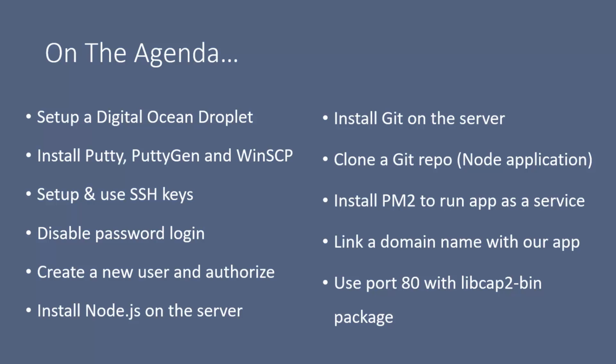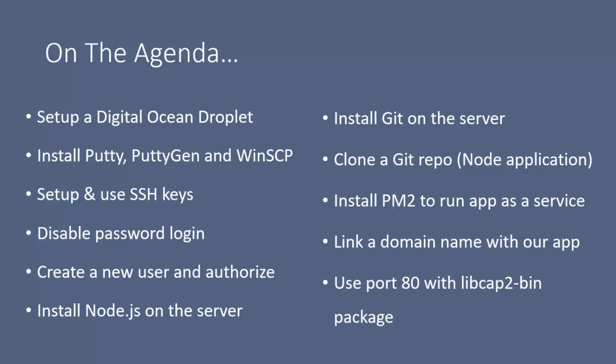So we're going to be using Windows, so we're going to need a way to connect to our server. We're going to be using a tool called Putty. Alright, so we're going to need to set up SSH keys for our client and server as well, so we're going to use a tool called PuttyGen. We're also going to download a tool called WinSCP, which will give us a GUI program to connect to our server. So we can actually drag and drop files and folders to and from the server.